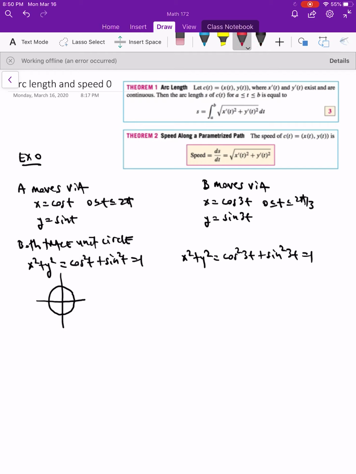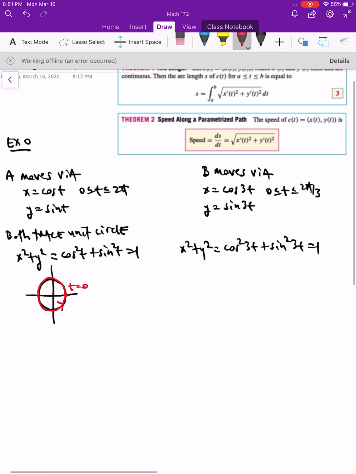And that the journey is the full unit circle, I can consider the initial and terminal points. Object A, when t is equal to 0, we're at the point (1, 0), and we travel counterclockwise. By the time t is 2 pi, we're back where we started.